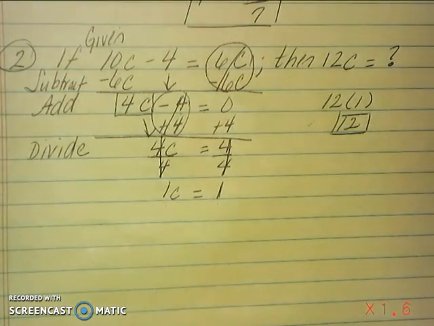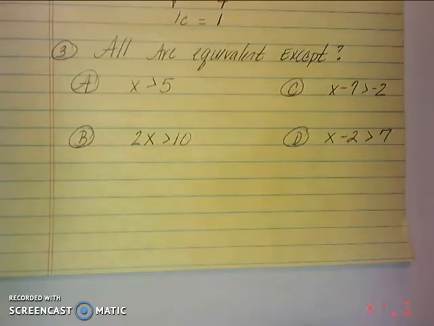All right. Take a second, pause the video, and try to do number 2. This one is like number 3 on the warm-up. So what I wanted to make sure is that I did one like it. So all are equivalent except which one. So the very first inequality that you're given is x is greater than 5.